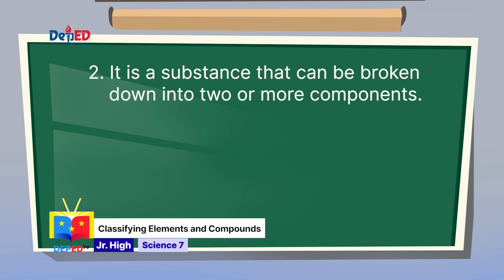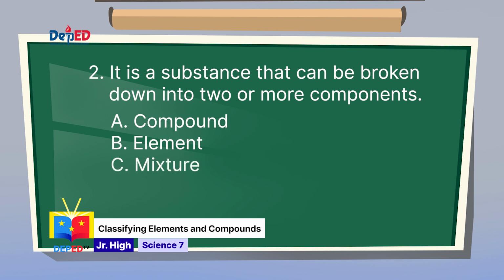Question number 2. It is a substance that can be broken down into 2 or more components. A. Compound. B. Element. C. Mixture. D. Substance. A compound can be broken down into 2 or more components through a chemical process. The answer is letter A.